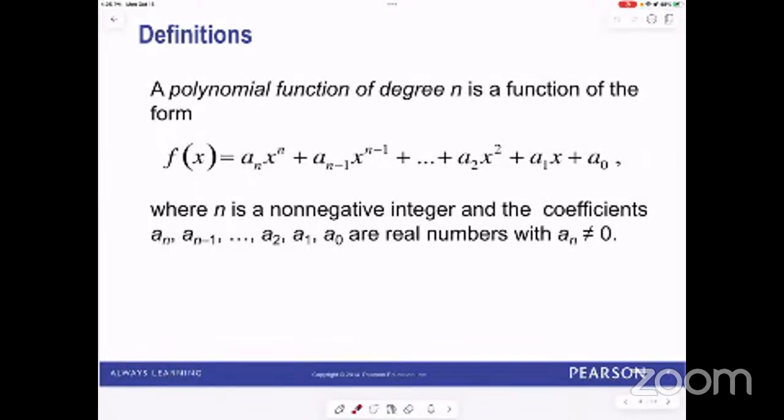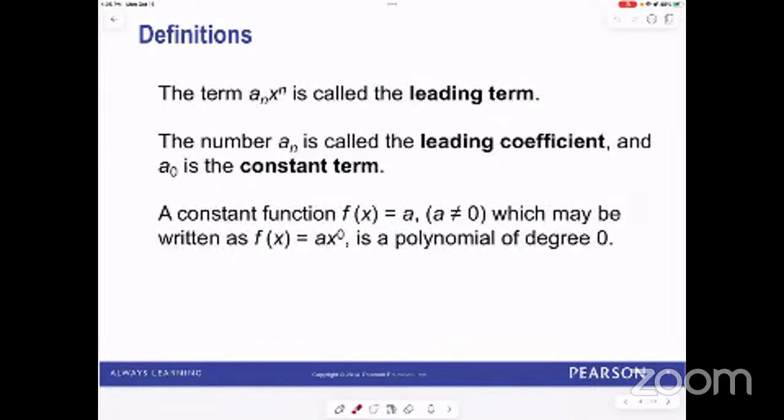So the term a_n x to the n is called the leading term. The number a sub n is called the leading coefficient, and a naught is the constant term. A constant function f of x equals a, where a is not equal to 0, which may be written in the form f of x equals a times x to the power of 0, is a polynomial of degree 0, right?